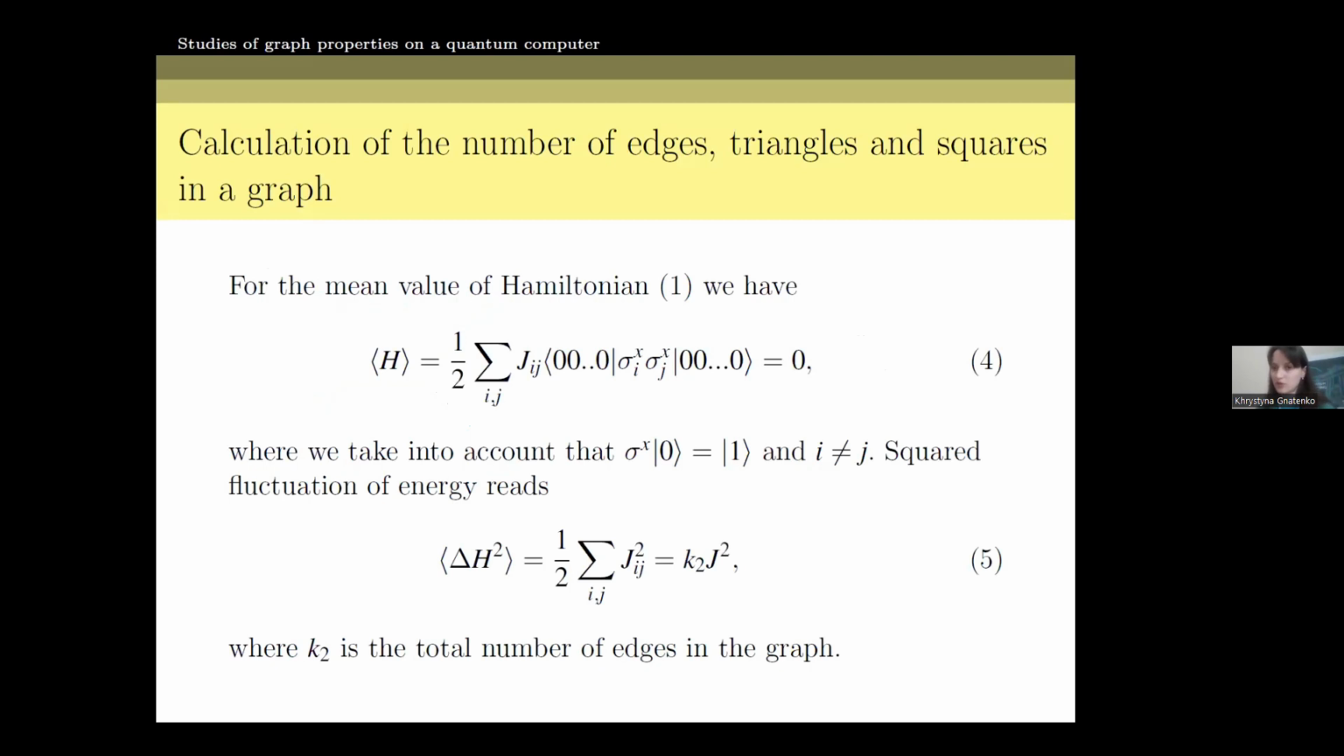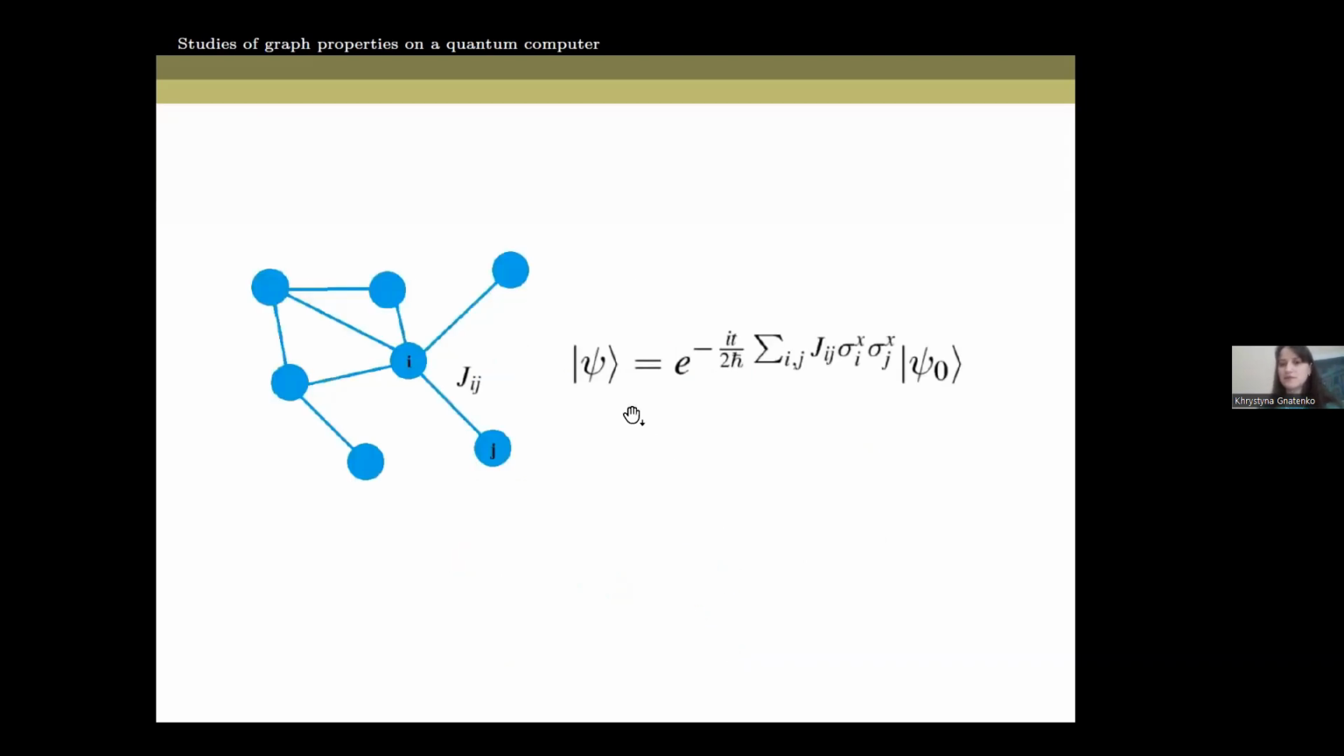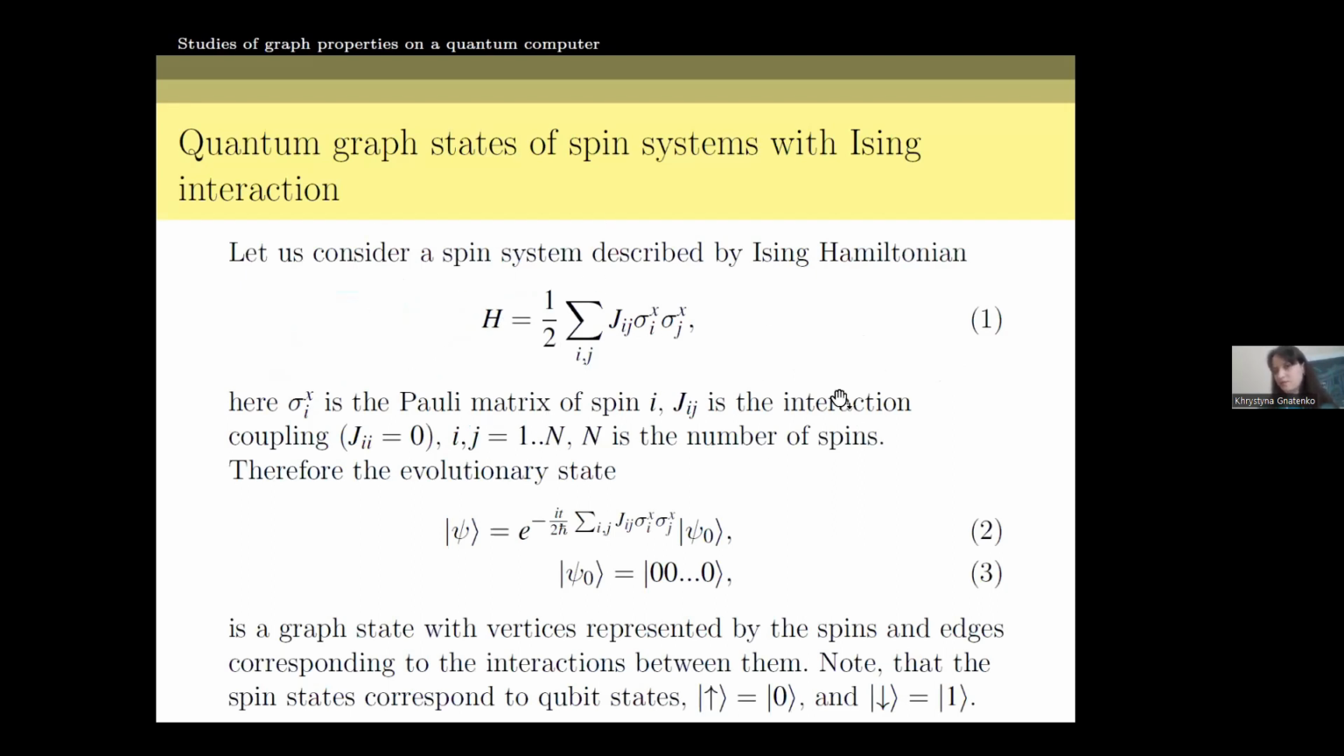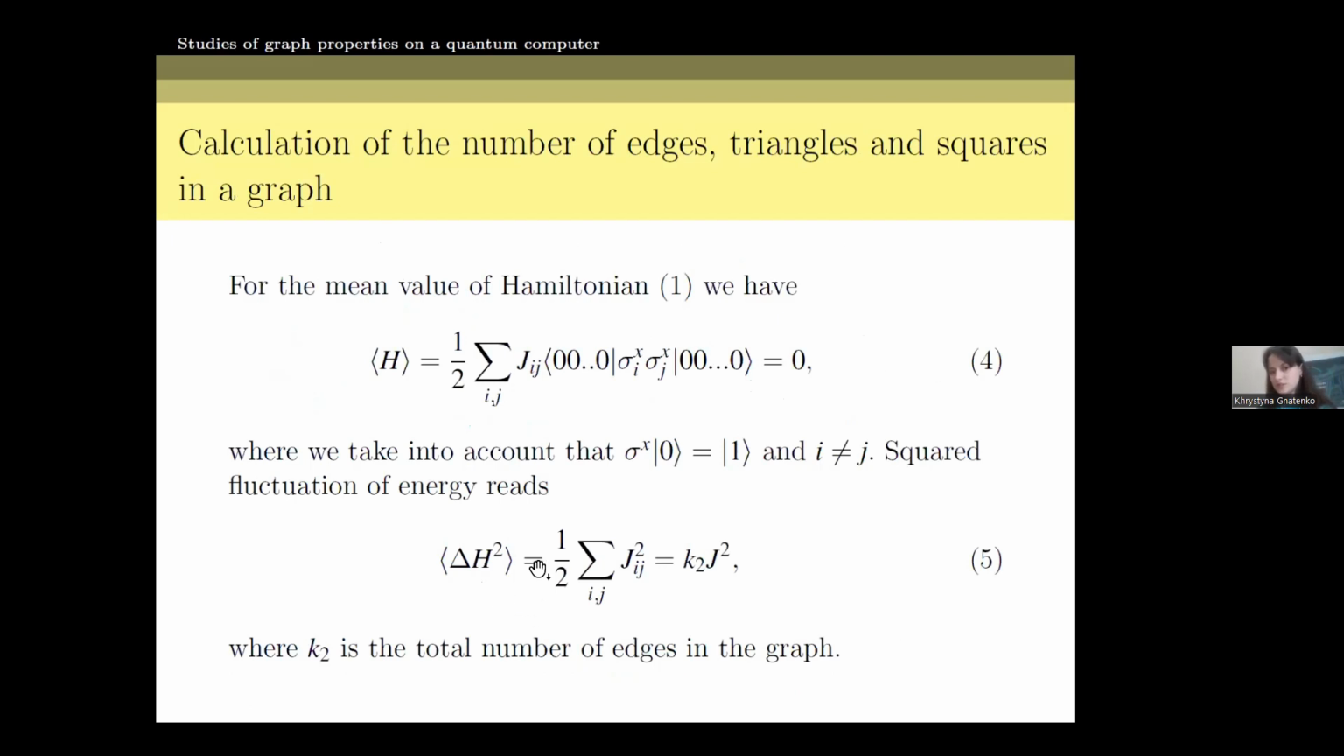So how to do this? I would like to show you on this slide that in the case of this model, if we calculate the mean value of squared Hamiltonian, we obtain that this mean value, in the case when all these interactions are the same, so all these J constants are the same, is related with the total number of edges in the graph. So we can find the total number of edges in a graph corresponding to some Ising model, to some physical system, with the help of calculations of this mean value.